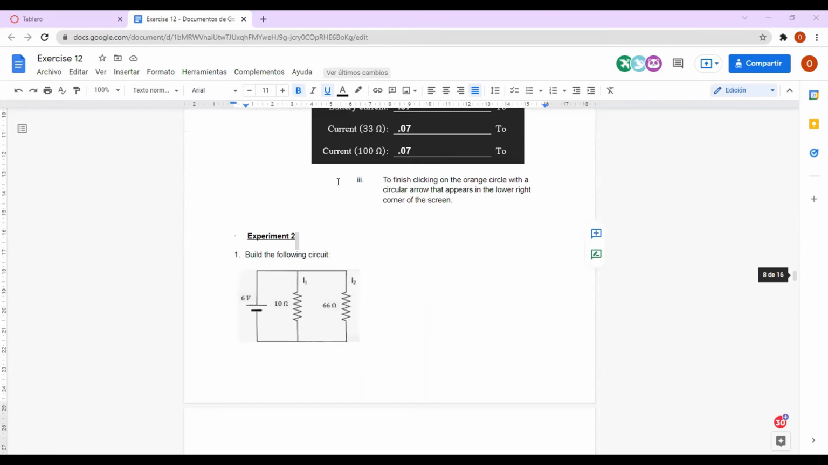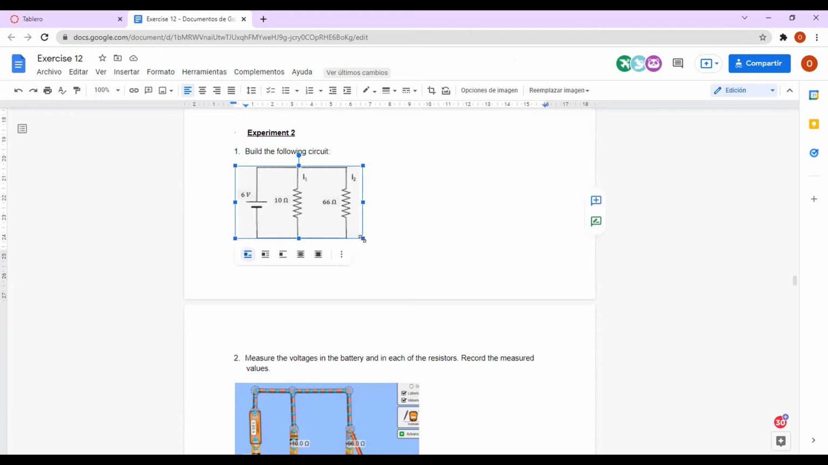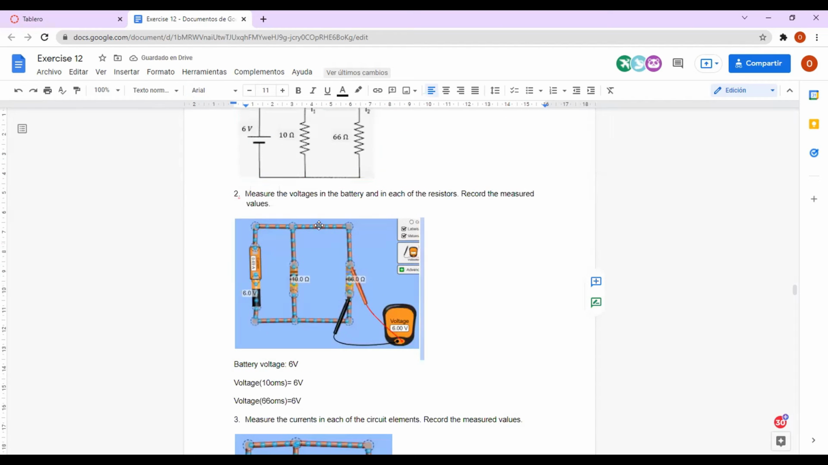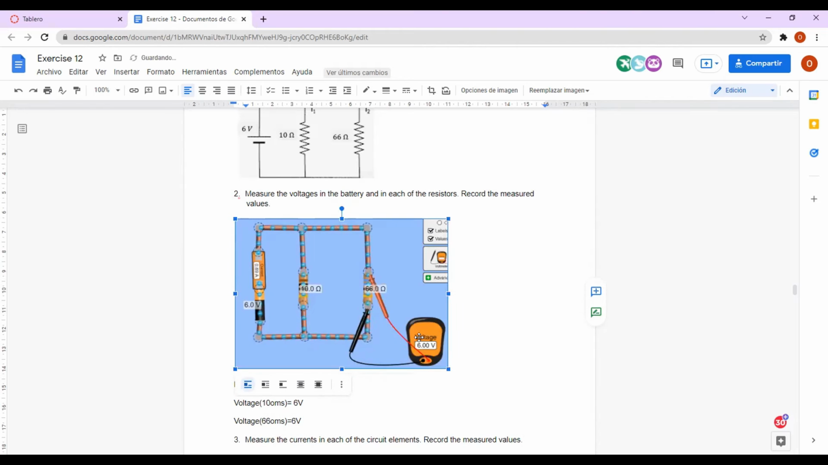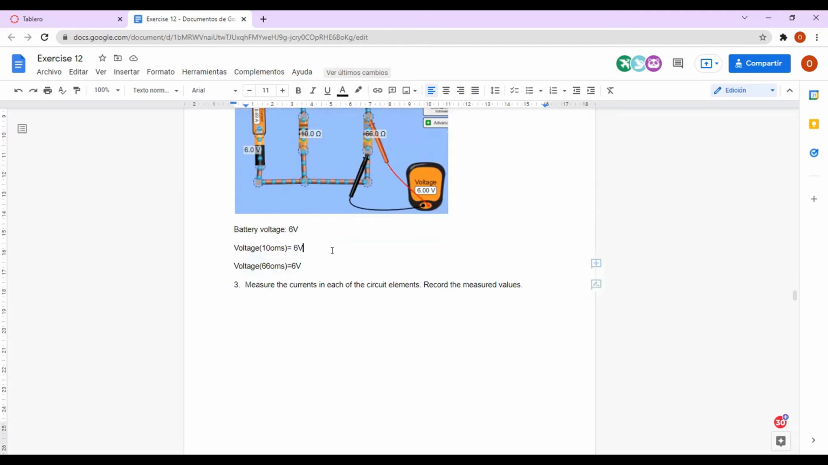Yeah, I'm going to explain the experiment too. And this is the circuit, a parallel circuit that is asking us to solve. So first, it says to measure the voltages in the battery and in each of the resistors, and record the measured values. I tried to measure with the voltmeter, and it shows that the voltage is the same for each resistance because it's a parallel circuit. And these are the data of the voltage.